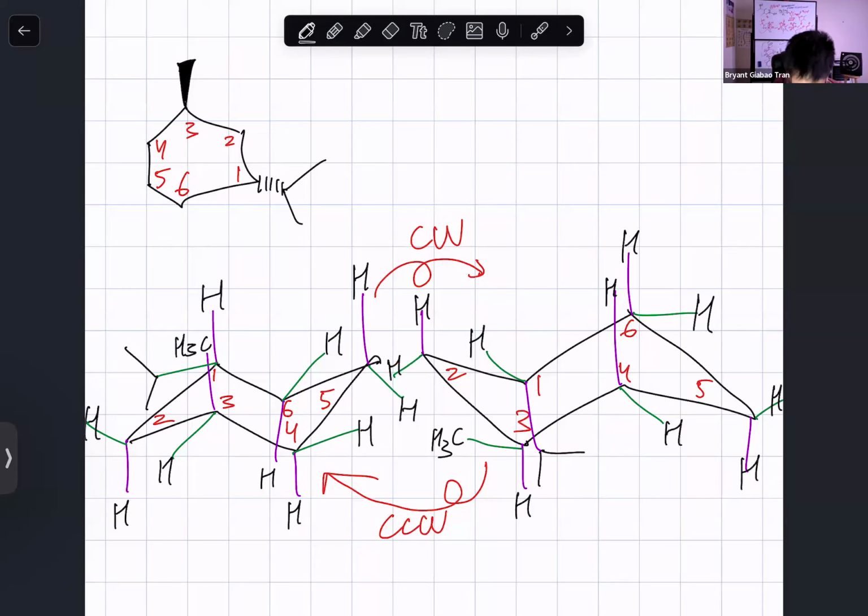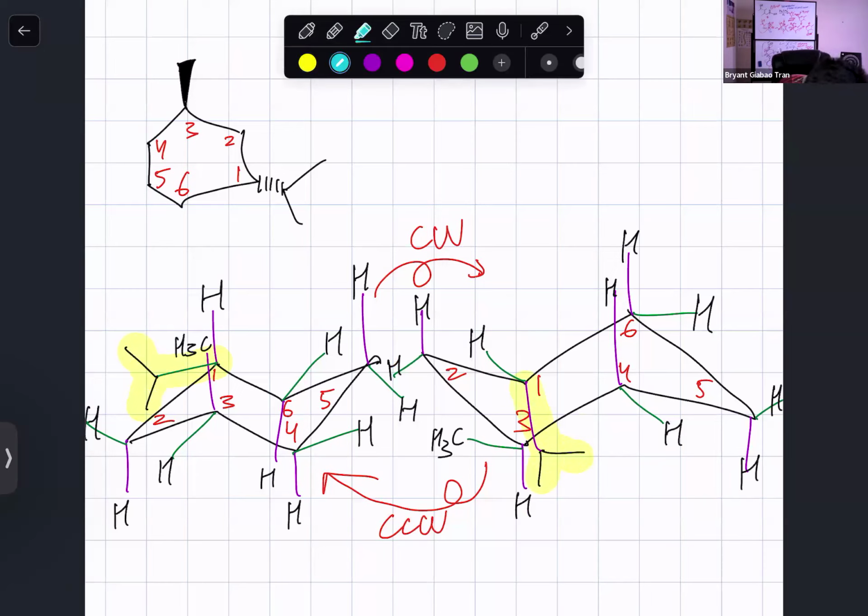Okay. So I'm gonna highlight the groups more clearly to show you guys what's going on here. Notice how in both chair flips, the groups maintain the direction that they are supposed to be in, right? At carbon 1, the isopropyl group is down in both conformers. The only difference is if it's axial or equatorial. That's when you do the flip. The flip changes if it's axial or equatorial, but it always maintains the direction, right?